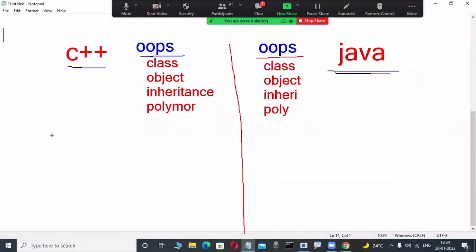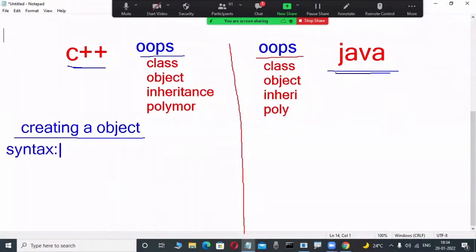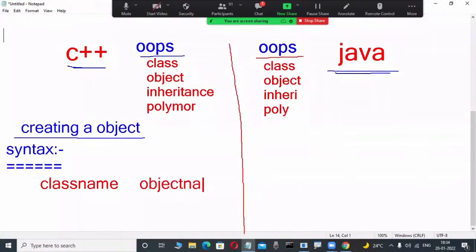Anybody guess? Suppose in C++, I want to create an object from a class. What is the syntax? Do any technical persons have an idea? So many persons have an idea, I think. Creating an object from the class, what is the syntax in C++? Slowly observe here, here is the only difference. The syntax in C++ is class name, space, object name. This is the syntax to create an object from the class in C++.